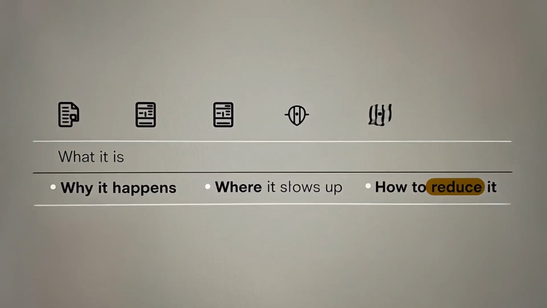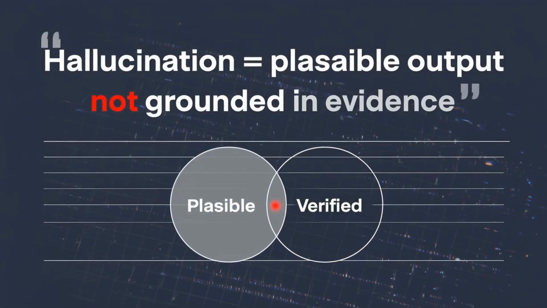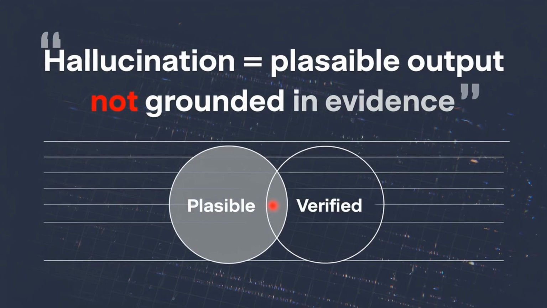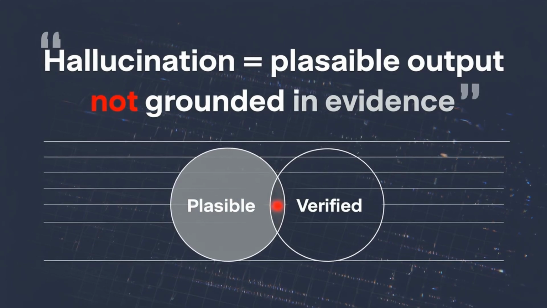It's important to separate a few concepts. 1. A model can be wrong because it's outdated. That's a knowledge gap. 2. A model can be wrong because the prompt is ambiguous. That's a misinterpretation. 3. A model can be wrong because it invents specifics to fill gaps while sounding confident. That's the classic hallucination pattern people worry about.